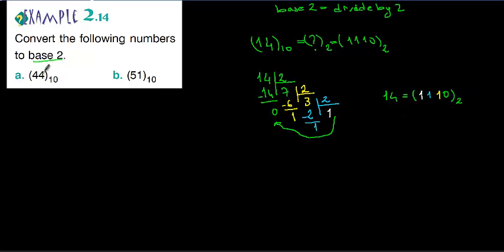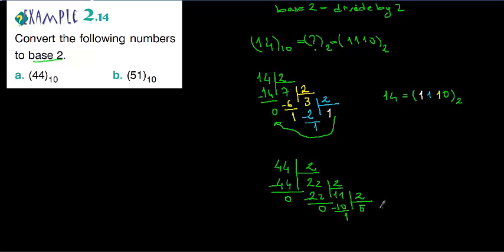And here is another decimal number, 44. I'm going to do the same exercise. 44 divided by 2, the result is 22. 22 times 2 is equal to 44. The remainder is 0, so this is the last digit. Then divided by 2 again, 11. 11 times 2 is equal to 22. The remainder is again 0. And divide by 2, it is equal to 5. 5 times 2 is equal to 10, and the remainder is now 1.